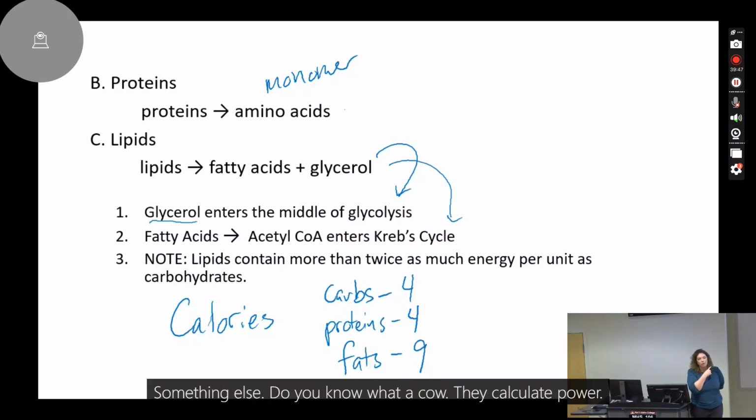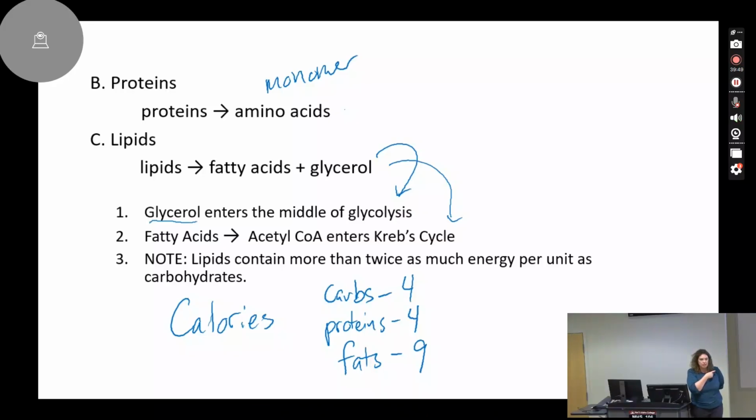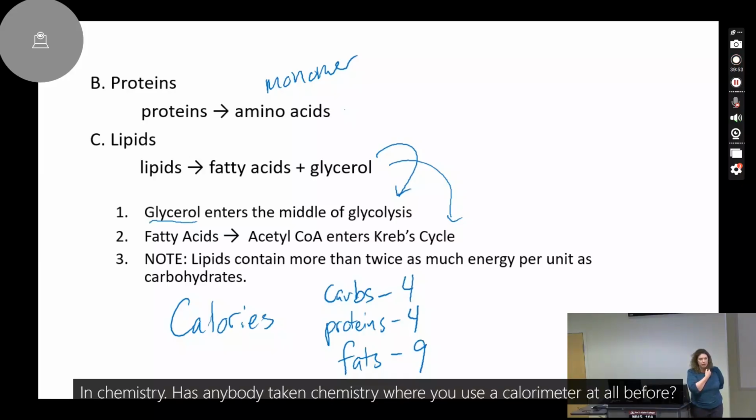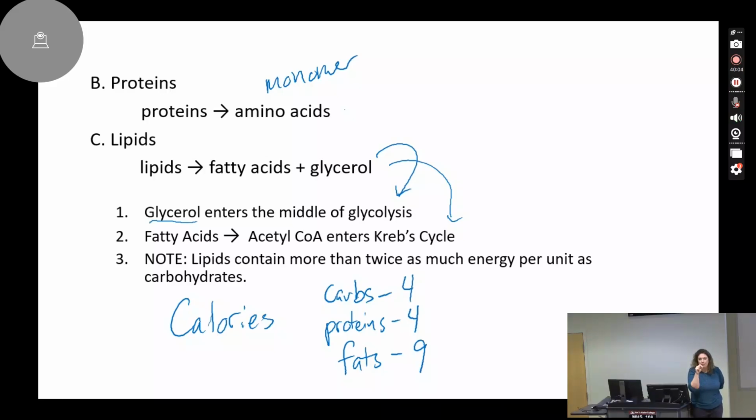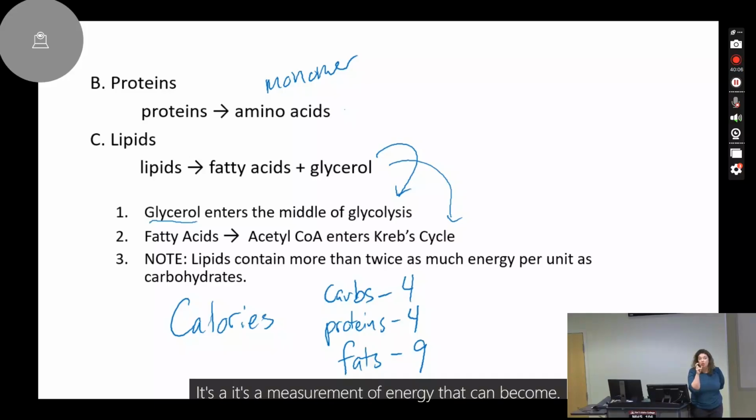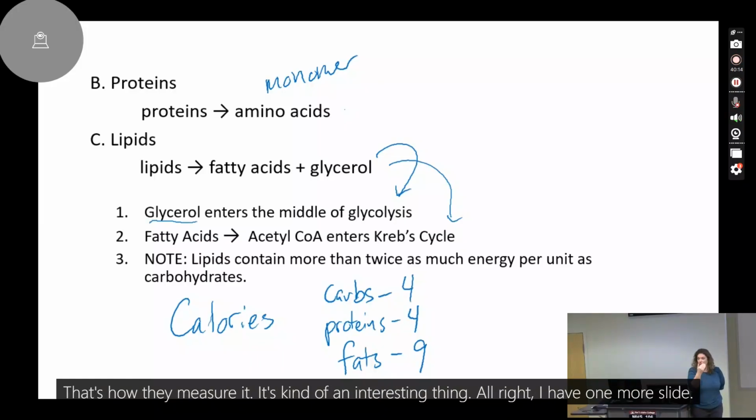Do you know how they calculate calories? In chemistry, has anybody taken chemistry where you used a calorimeter before? So it's enough energy to heat 1 gram of water 1 degree Celsius, I believe. It's a measurement of energy that goes from chemical energy to heat energy. That's how they measure it. It's kind of an interesting thing.